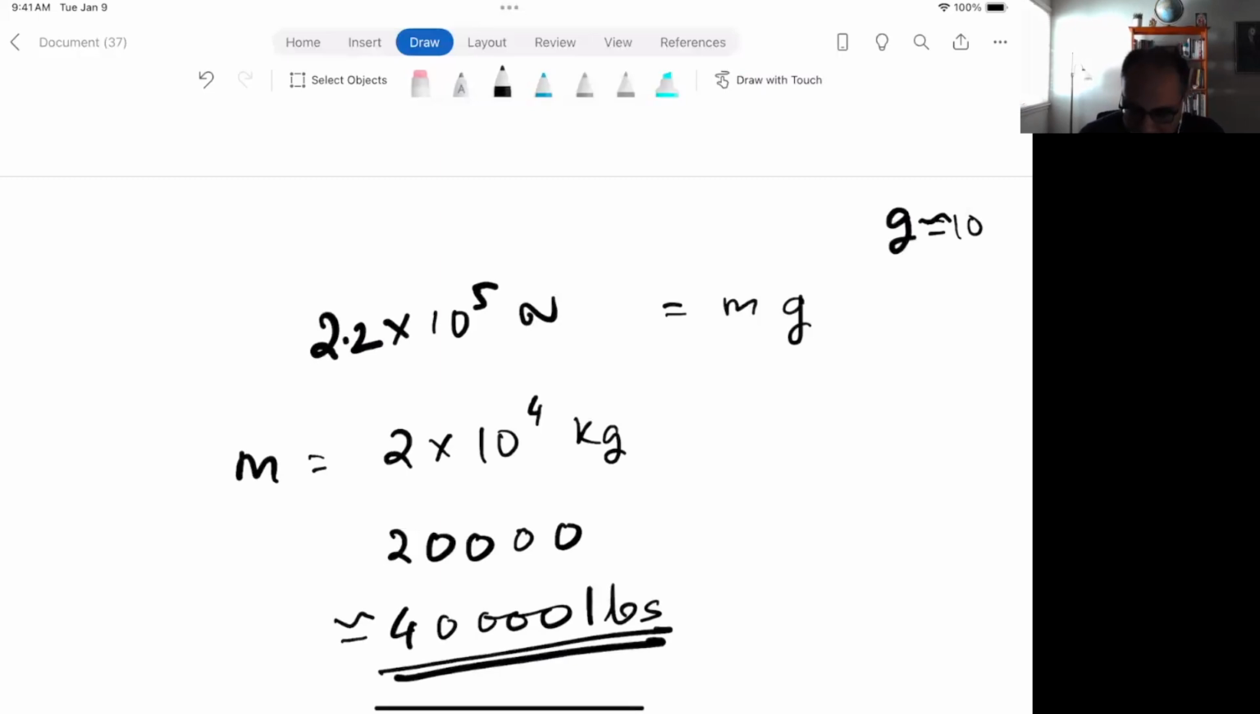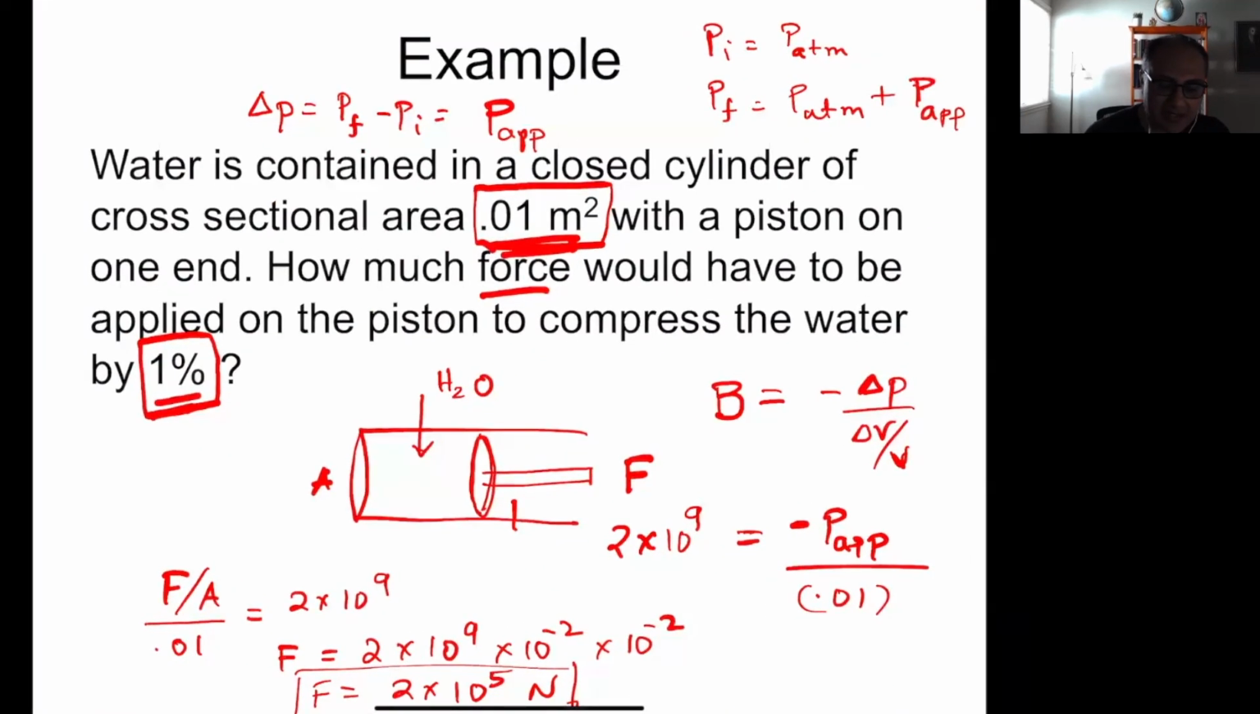And if I remember correctly, a fully loaded Mack truck weighs like 20,000 pounds or something like that. So you can see that this is an enormous amount of force that you'll have to apply to squeeze water even by 1%, right? And the reason that this is happening is because of this enormous number for the bulk modulus of water.